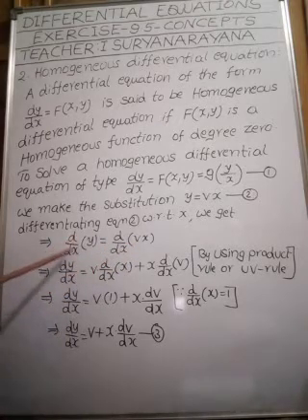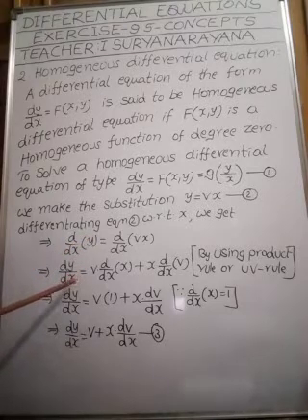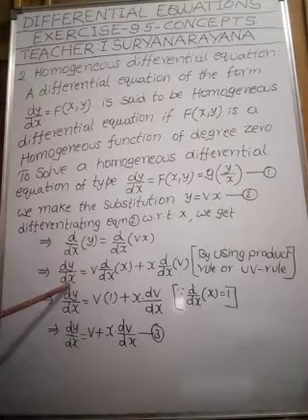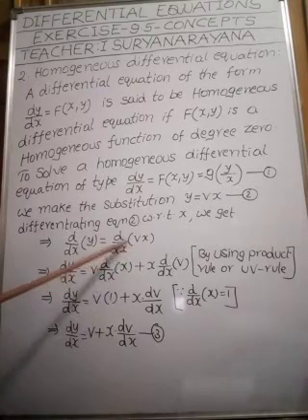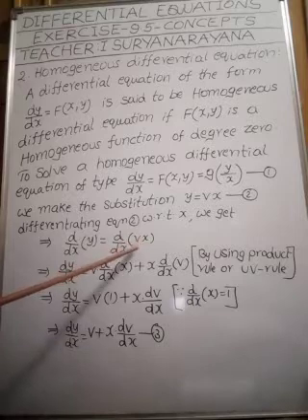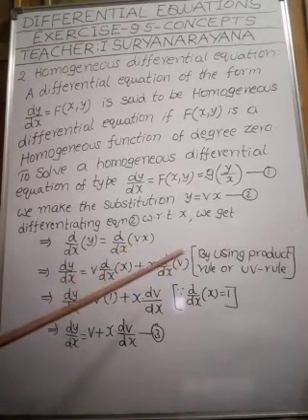This implies d by dx of y. How do you denote d by dx of y? Yes, dy by dx. Okay, my children, understood this dy by dx? Right, that is equal to, come to the RHS, d by dx of vx. So here we have to use the UV rule, the product rule.